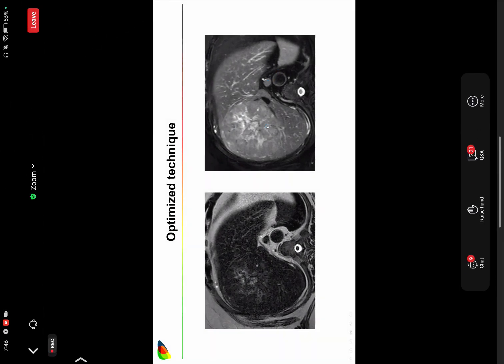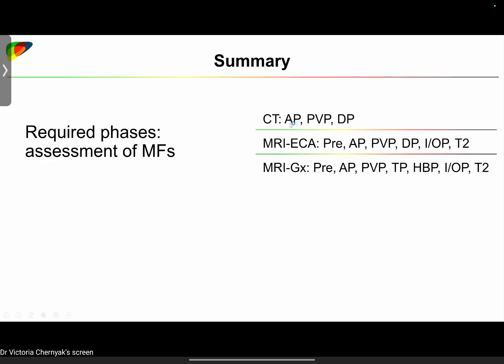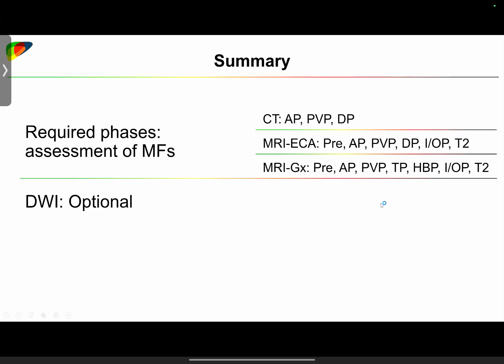So to summarize, there are required phases. These are the phases that we need to assess major features. These are arterial, portal venous, and delayed phase on CT. On MR, we have to acquire the same arterial and portal venous phase. We have to have in and out of phase and T2 weighted sequences. And then for gadoxetate, we'll also add hepatobiliary phase.